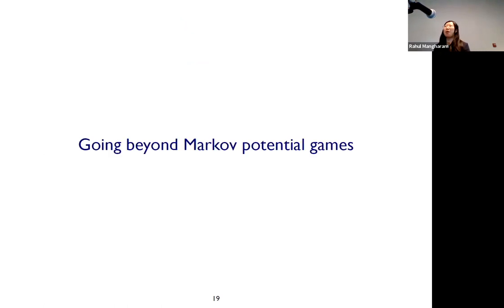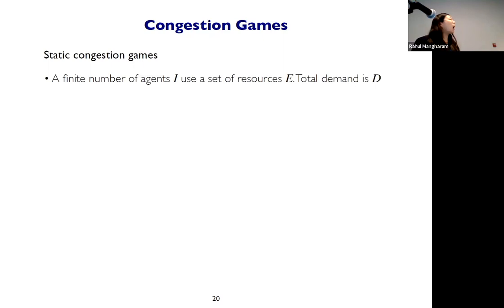Okay. So now, since at the beginning I have criticized this Markov potential game as being a little bit restrictive, how can we go beyond that? The reason that we think of this is because we are inspired by the previous work, both the static congestion game, as well as some of the empirical study of Markov congestion game.